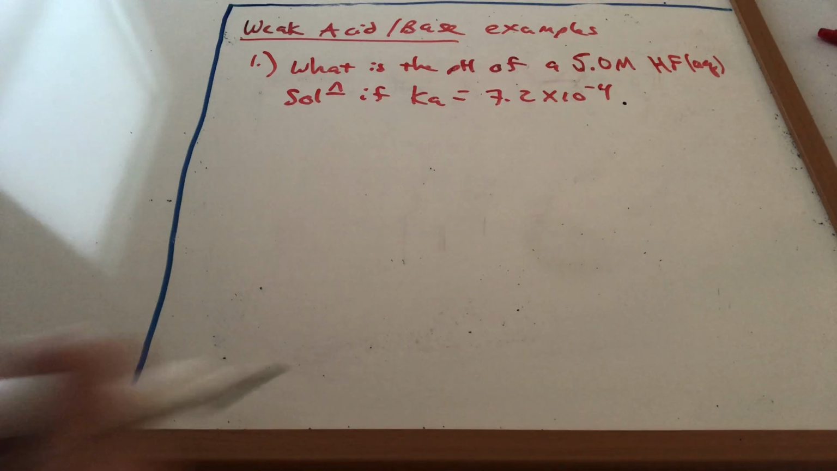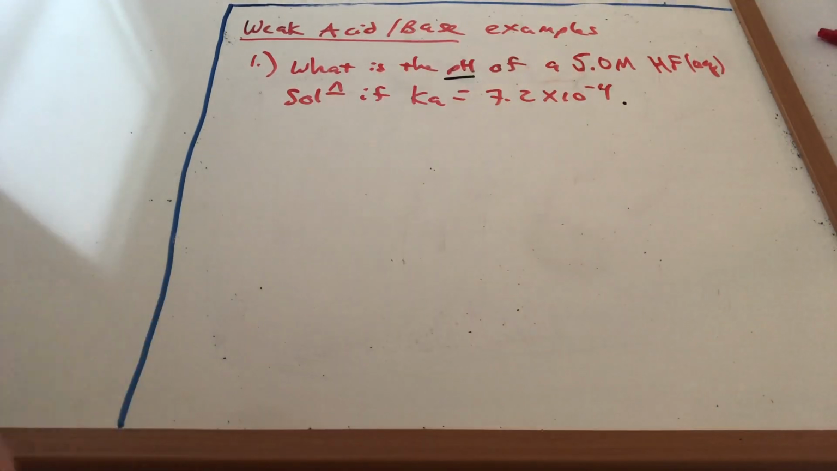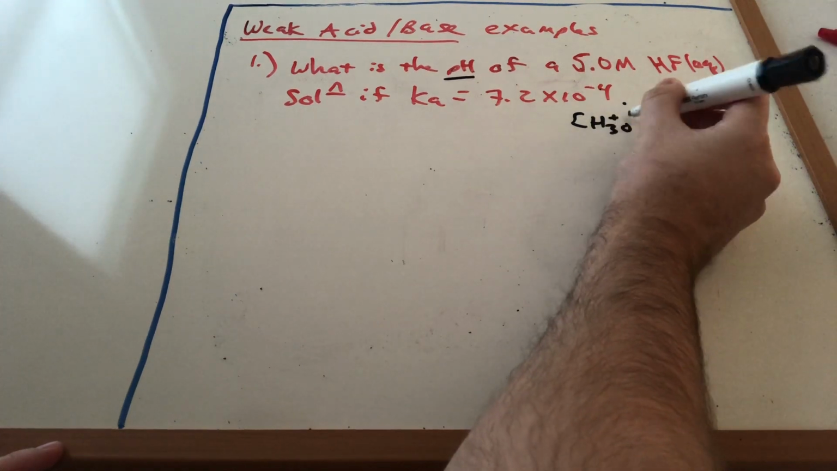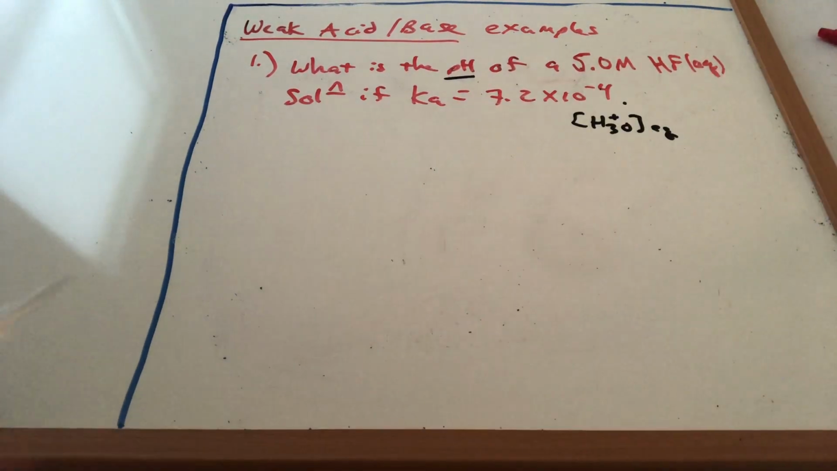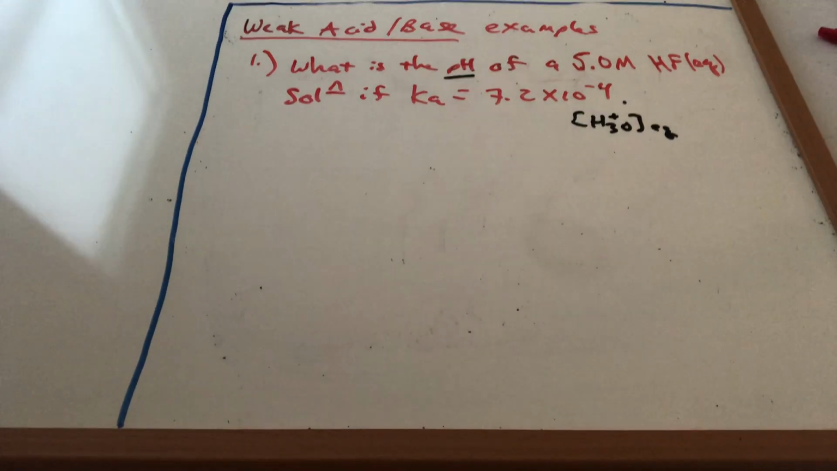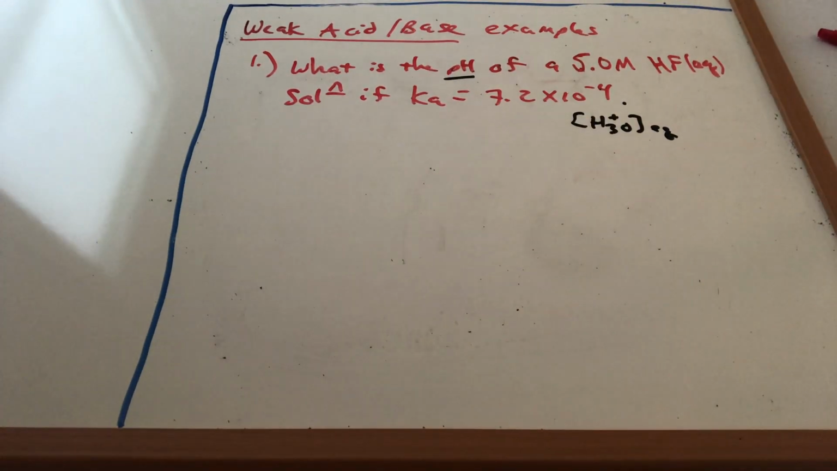So a couple things here. We're after pH, so we know that eventually what we need to calculate is the H3O plus concentration at equilibrium. That's going to be our ultimate goal, because then we can do the P operation and take the negative log of that information.